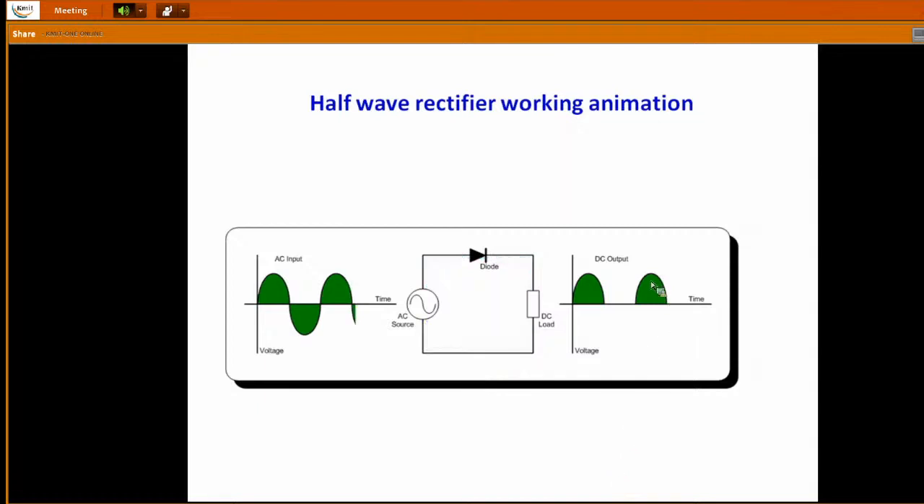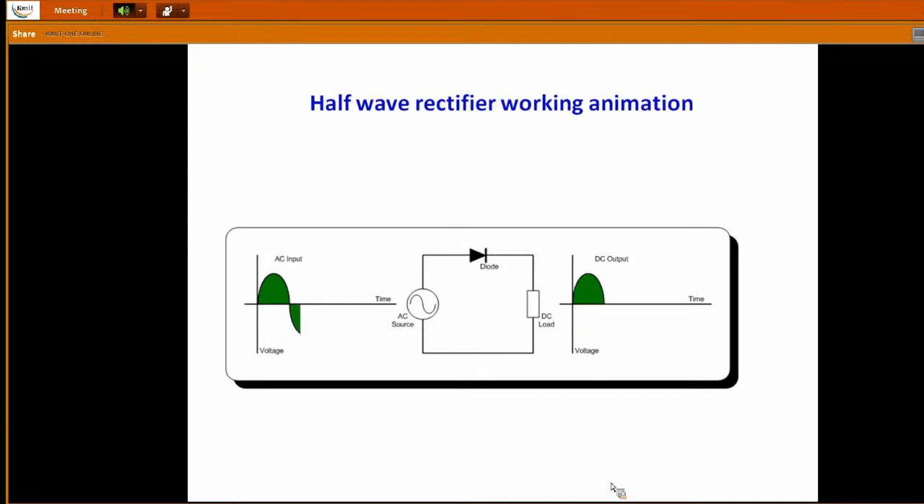And the positive peak will come here. And during the negative half of the cycle, there is no current flowing through the diode, that is, reverse bias is going to be achieved. Now this is a simple animation of your half wave rectifier. I hope it is very clear to you people.